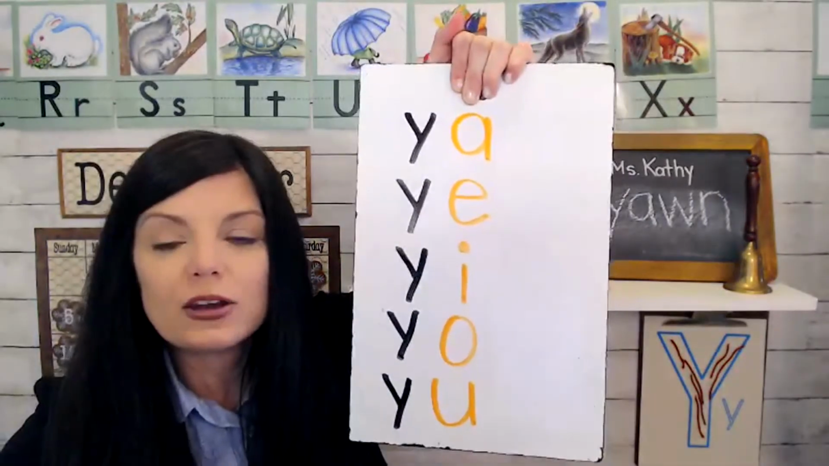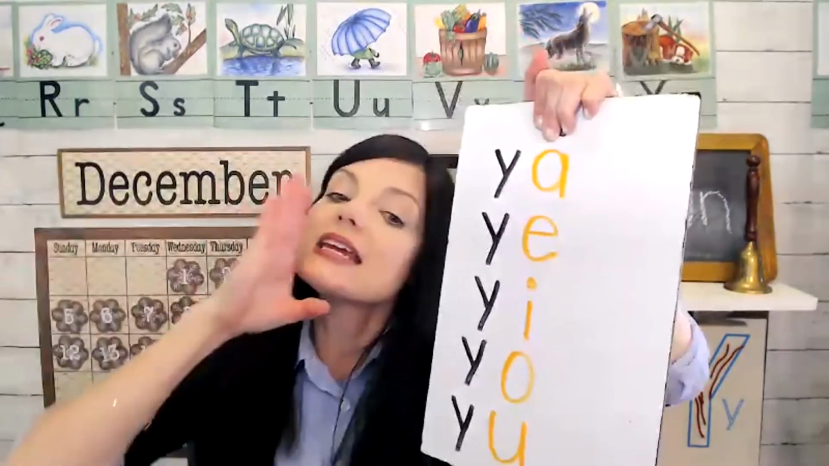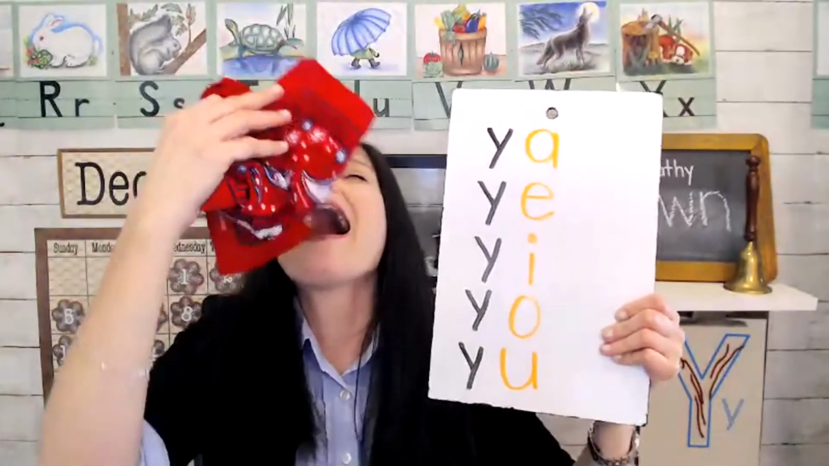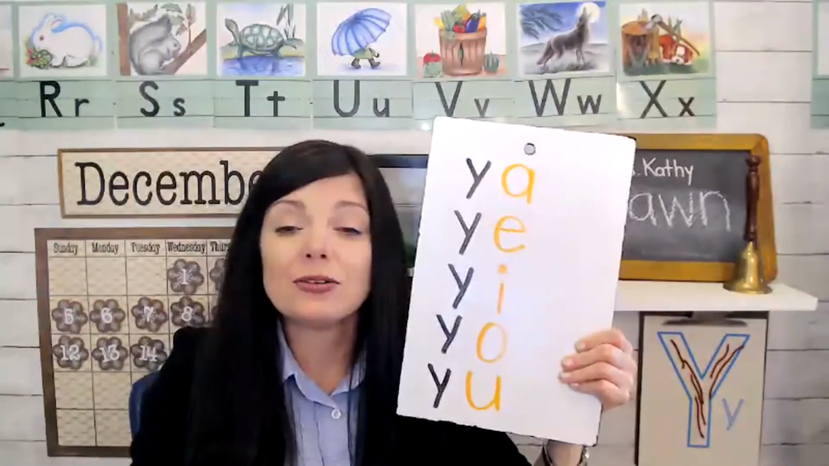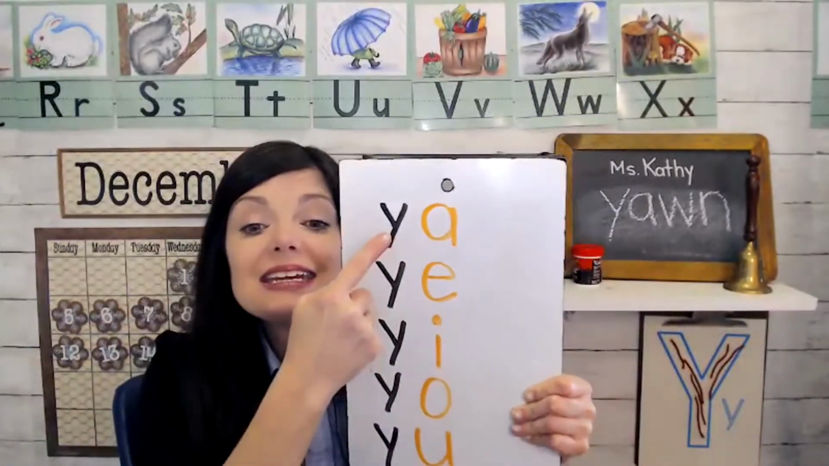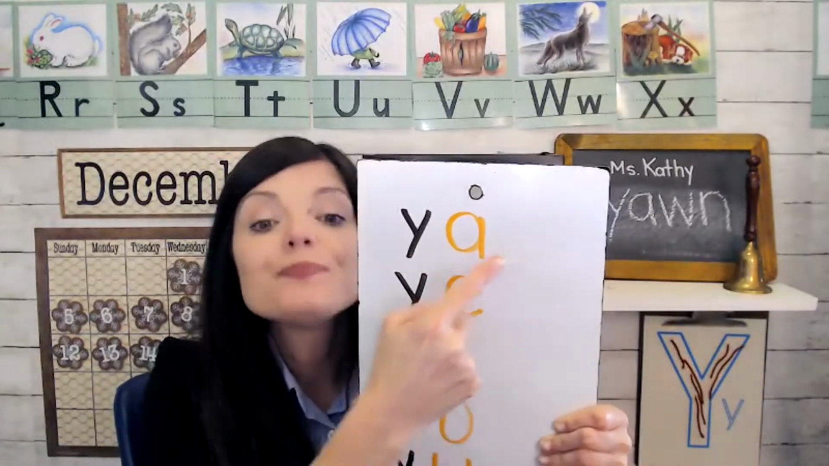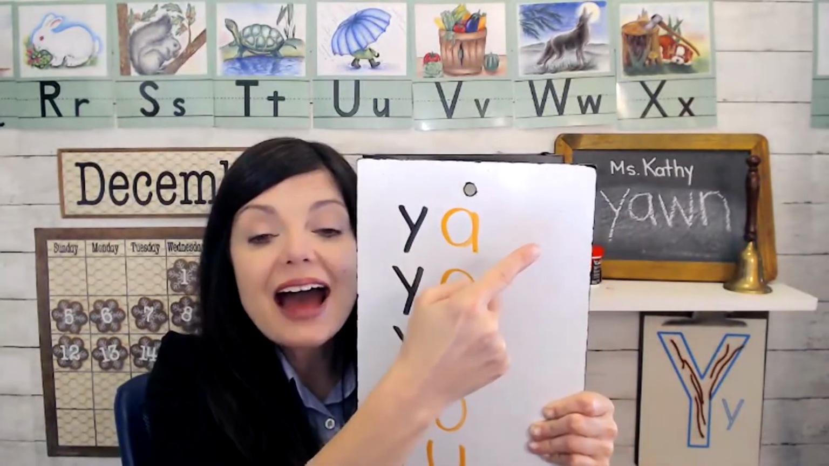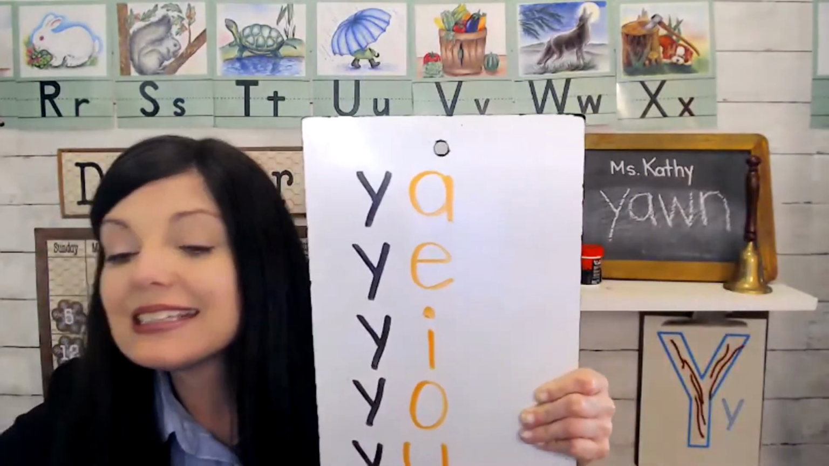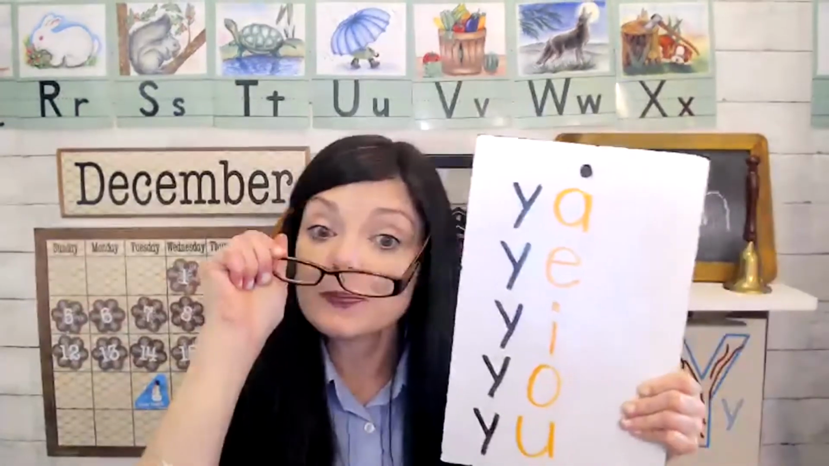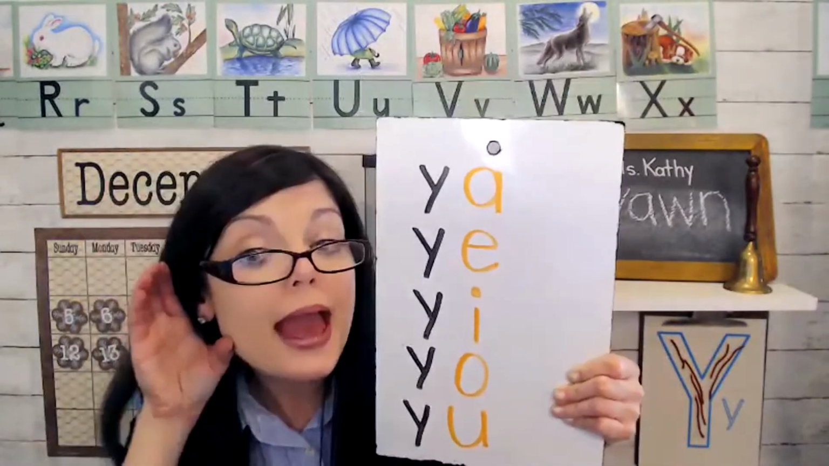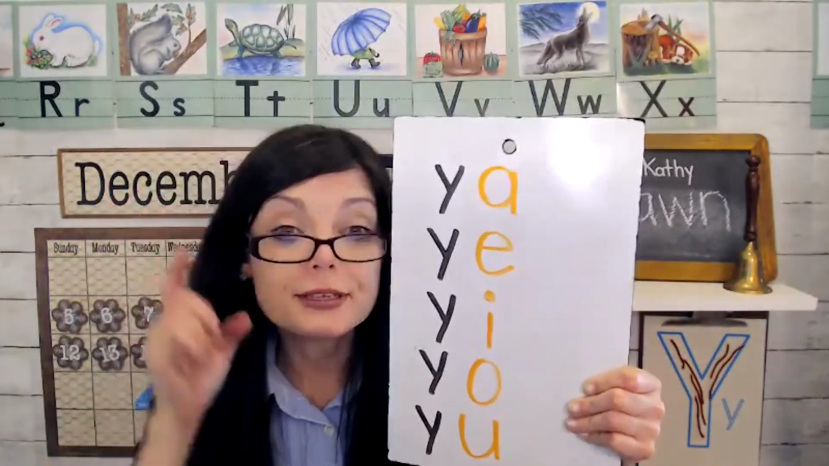Okay, so we know what Y sounds like, and letter A sounds like ah. That's what letter A sounds like. Y, ah, yah. Good job, like yak. What does letter E say? It looks like an ear. And E says, what? Eh. Eh. So let's blend.